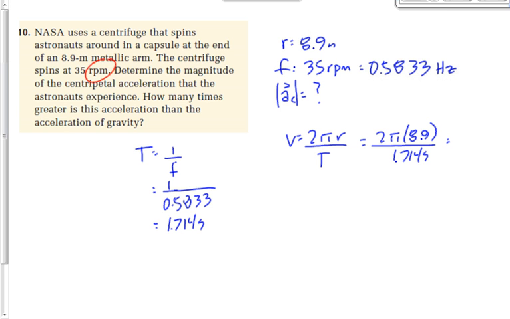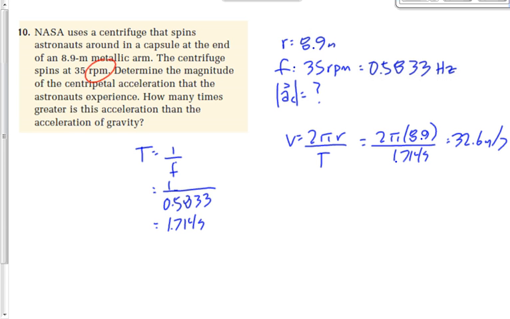32.6? That doesn't seem that fast. Right? The astronauts are going at 32.6 meters per second. You go that fast in your car all the time. How can this be astronaut training? Well, you're going this fast in a car, but you're not going around a turn with a radius of 8.9 meters in your car. If you do that, then you're going to experience some G-forces, right?